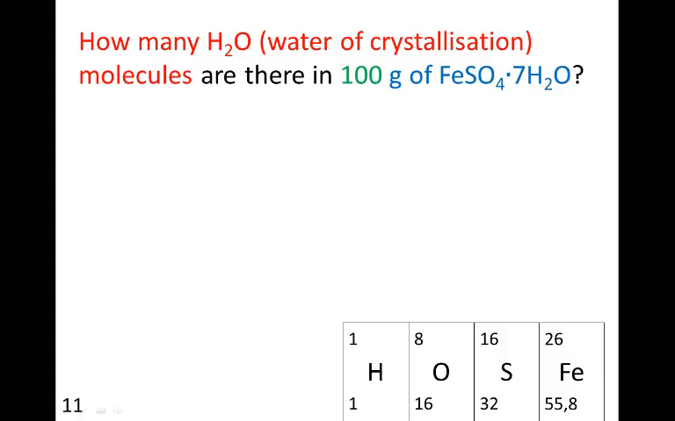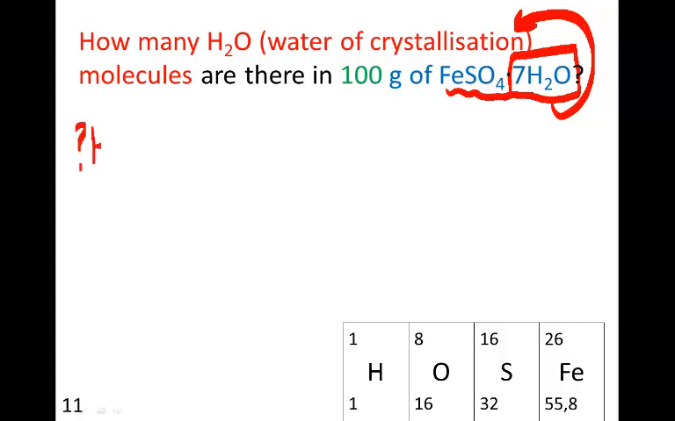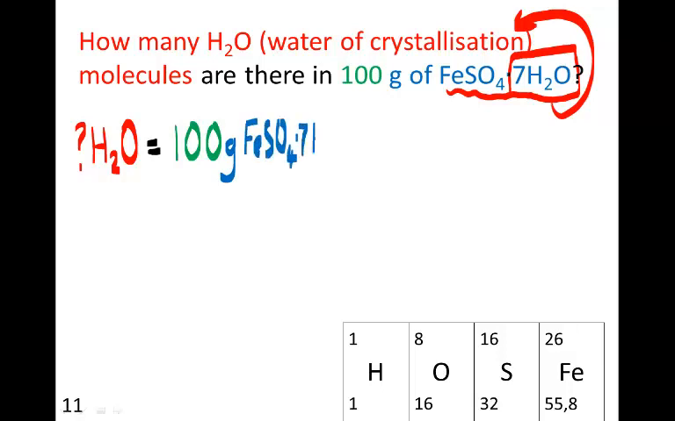How many water of crystallization molecules are there in 100 grams of FeSO4.7H2O? This .7H2O is water of crystallization. Try this yourself before I show you the answer. How many water of crystallization molecules in 100 grams of iron sulfate with water of crystallization?